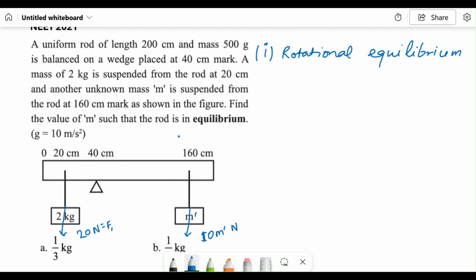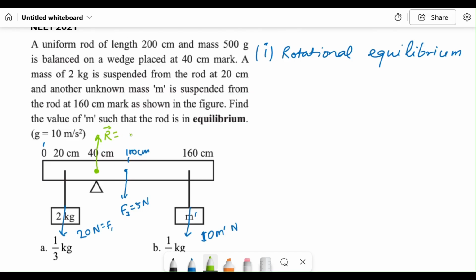Now, this rod has mass 500 gram, which is 0.5 kg. So its mass we can consider to be concentrated at its geometric center because this is a uniform rod. If not given, we will take it as a uniform rod. So here at the mark of 100 centimeter from this end, we can consider its weight. Let's say it is force F3 and it will be 0.5 kg times 10, that will be 5 Newton, and there will be a normal reaction at this point balancing all these forces. Let's say this is R.